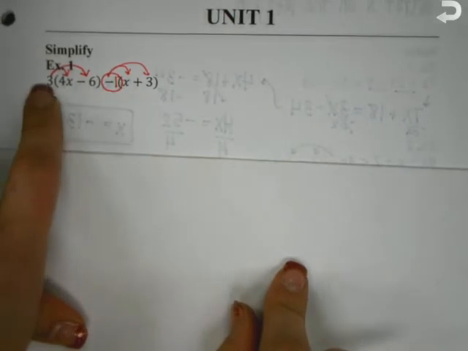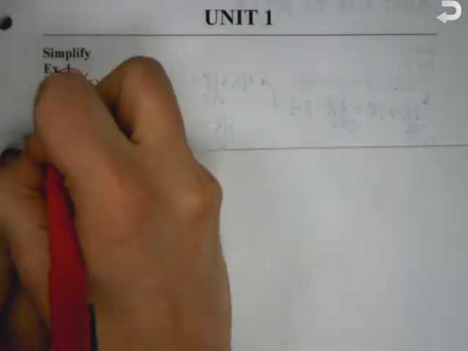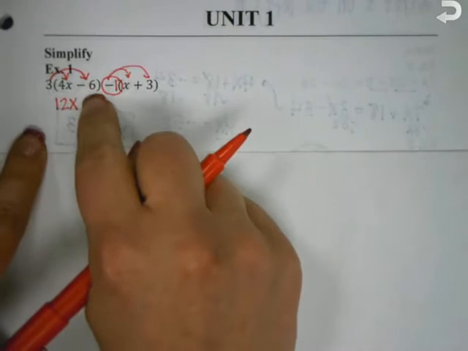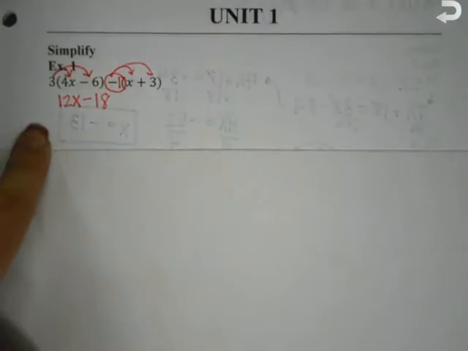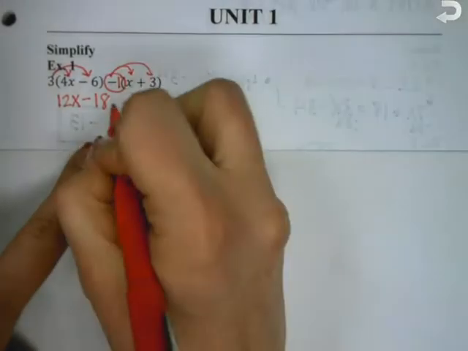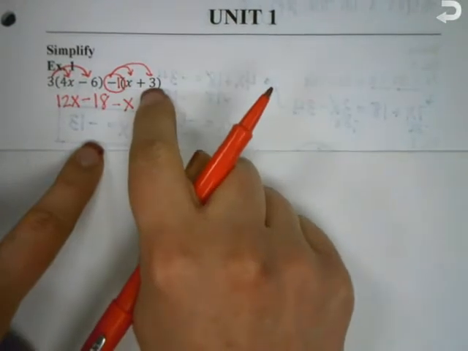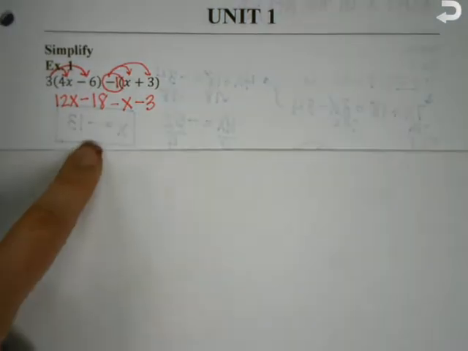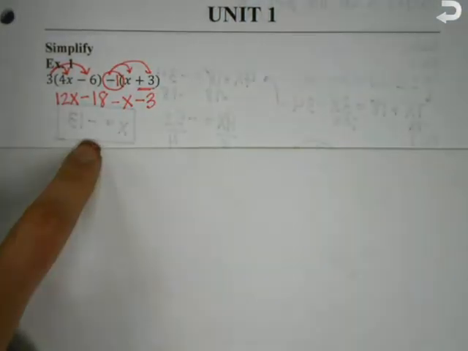3 times 4x, what does that give me? 12x. And 3 times -6, -18. -1 times +x, -x. And -1 times +3, -3. Okay, because remember that sign is attached to the number behind it. Okay, now what can I do?